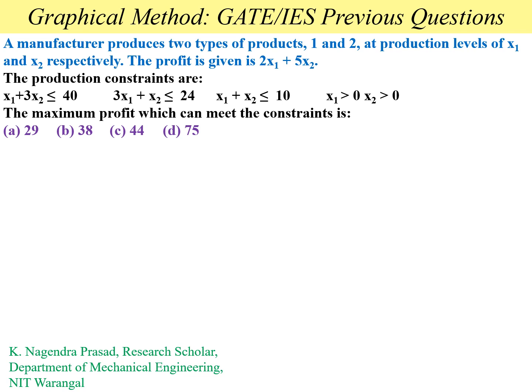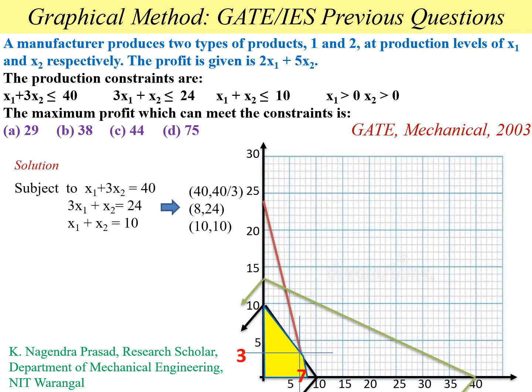Let's see the solution. First we have to convert the constraints into equations by replacing the inequality symbol by the equal symbol, and find the coordinate values for the respective constraints. After that, we have to plot the lines for the respective constraints and mark the region for each constraint. Here observe that all the constraints have the less than or equal to symbol, so we mark the region below the line for all the constraints.